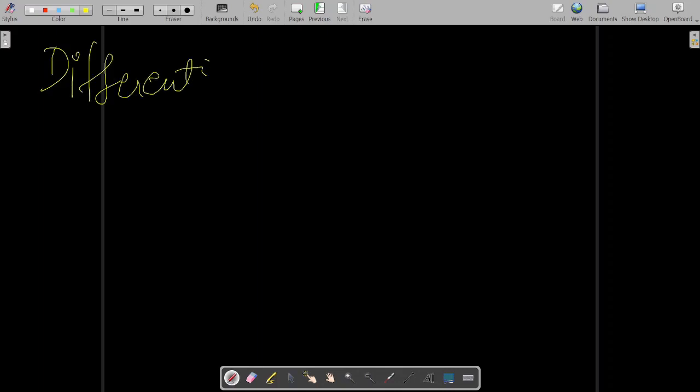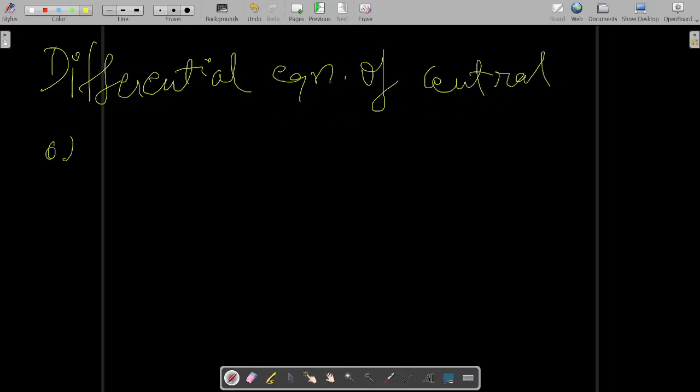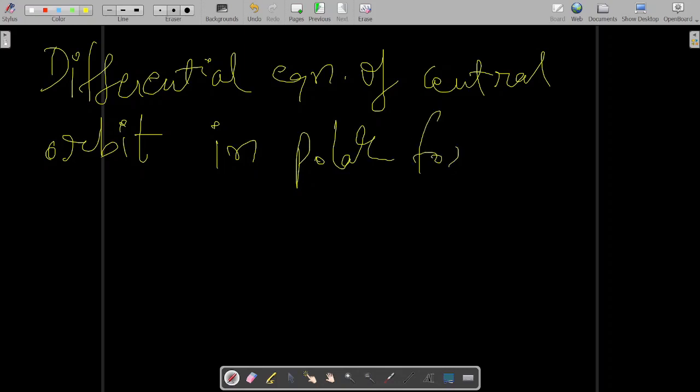Now we will learn one question over here. Differential equation of central orbit in polar form. We will learn about this. Differential equation of central orbit in polar form. So let us understand this.